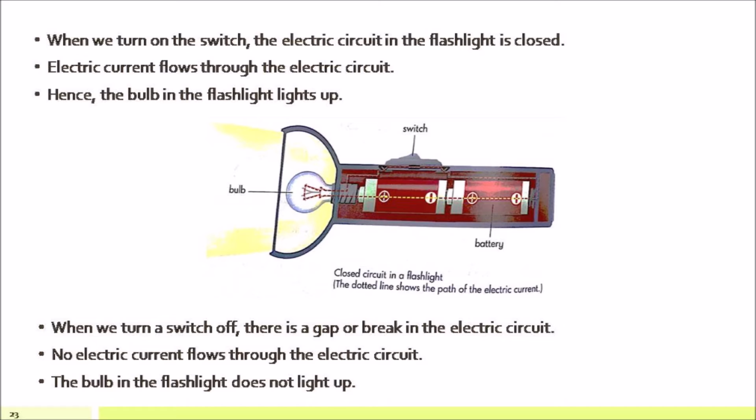On the other hand, when the switch is off, there is a gap or break in the electric circuit, and so no current will be flowing. And so the light bulb in the flashlight will stay off.